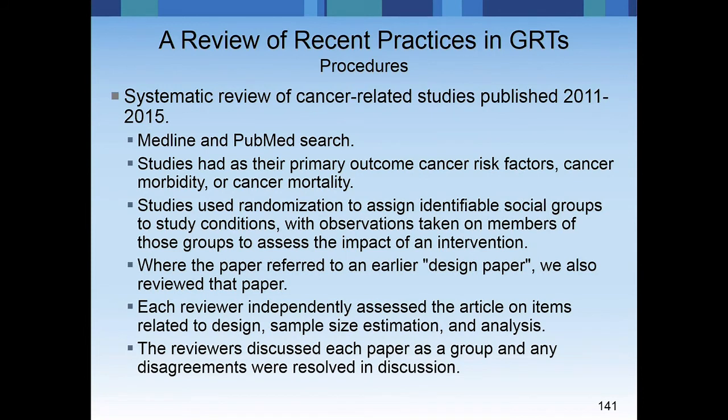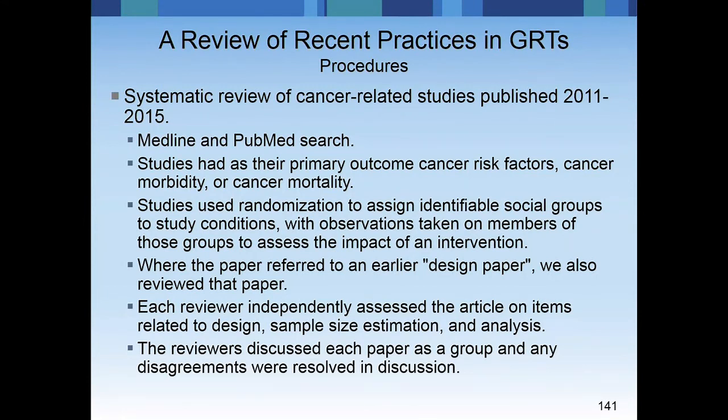We looked at cancer-related studies that use group randomized trials designs and analytic methods published between 2011 and 2015. We conducted a Medline and PubMed search. The studies to be eligible had to have as their primary outcome cancer risk factors, cancer morbidity, or cancer mortality. They had to use randomization to assign identifiable groups to study conditions, with observations taken on members of those groups. Where the paper referred to an earlier design article or design paper, we also reviewed that article.